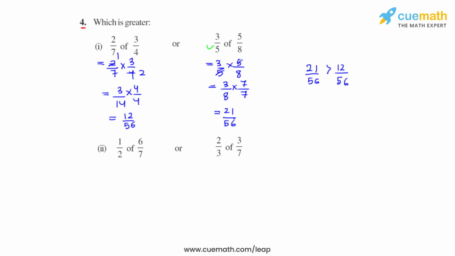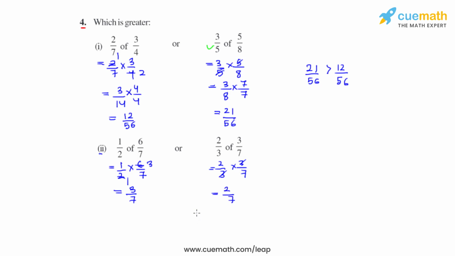Similarly, doing the second bit of the same question, we have to simplify these first. 1 over 2 of, replaced with a multiplication symbol, times 6 over 7. Now we can cancel out 2 and 6. 2 1s are 2, 2 3s are 6. We get the product as 3 over 7. Now 2 over 3 times 3 over 7. We can cancel out 3 and 3. We get 2 over 7.